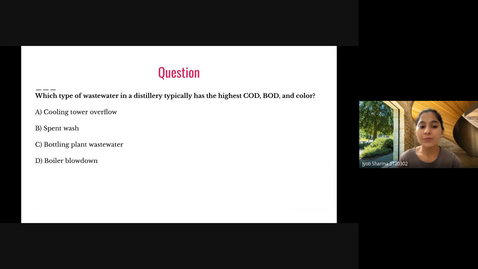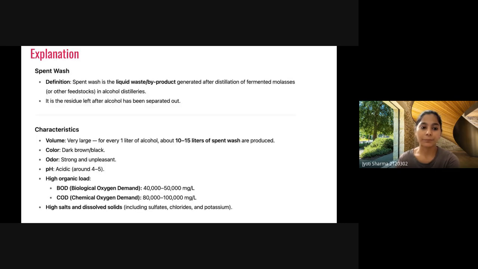Which type of wastewater in distillery typically has the highest COD, BOD and color? Cooling tower overflow, spent wash, bottling plant wastewater, and boiler blowdown. We already have learned that spent wash will have high concentration of BOD, COD, and color because it has high concentration of sugar. So yes, you both gave me a B answer. I also agree with this one.